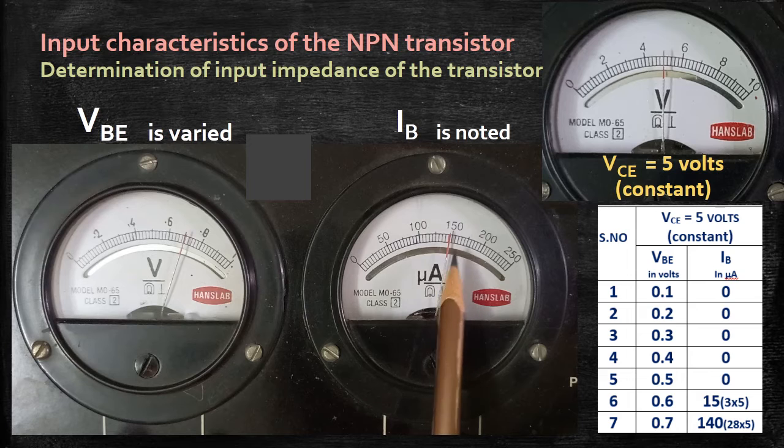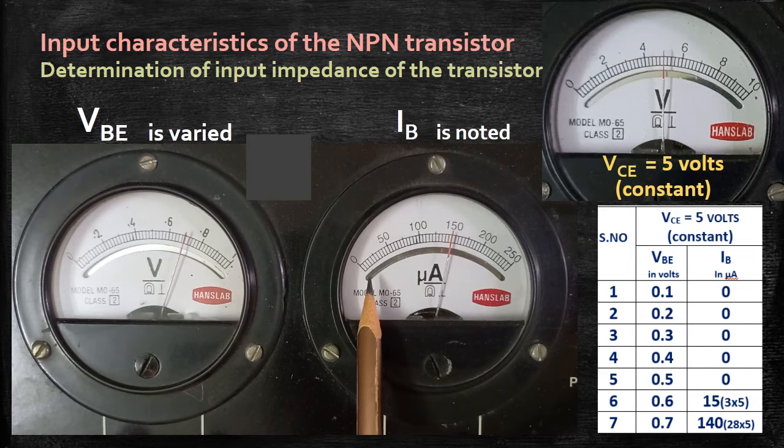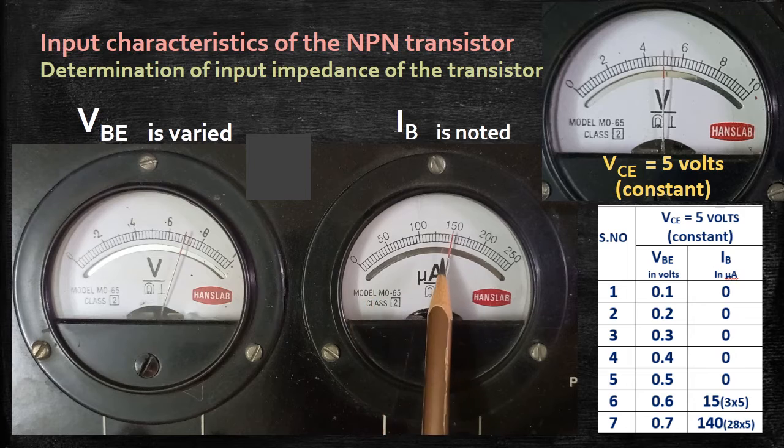It is coinciding with the 28th division. So 28 into 5, how much? 140. The 28th division is coinciding, least count is 5. 28 into 5 is 140 microampere, the IB value. So like that we have to measure both the voltmeter reading and the ammeter reading. Here which one is kept constant? VCE is kept constant. Understood?